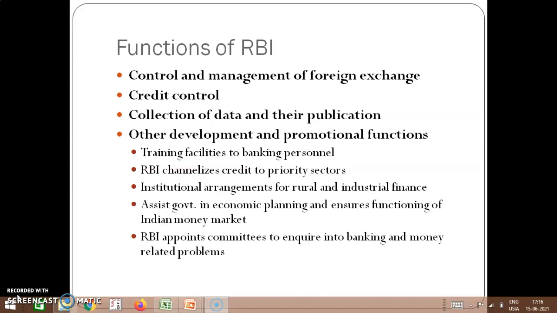It assists the government in economic planning and takes suitable steps to improve the working of the Indian money market. Then RBI appoints committees from time to time to inquire into the problems of money and banking and suggest measures to resolve these related problems. So these are the functions of RBI.